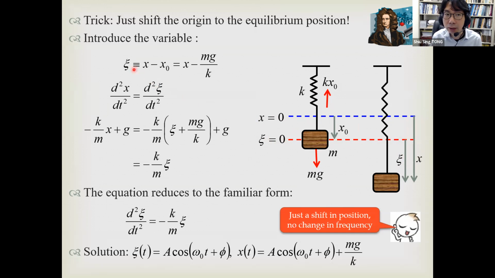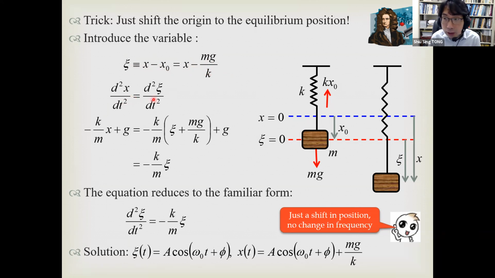The two variables are just different by a constant amount of x0. So I can define ξ like this: ξ is equal to x minus x0. The two variables x and ξ are just different by a fixed amount, and that fixed amount is x0. So ξ is equal to x minus x0, which is equal to x minus mg over k. This is the x0 we found, right?